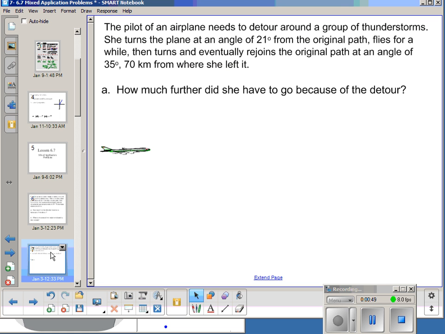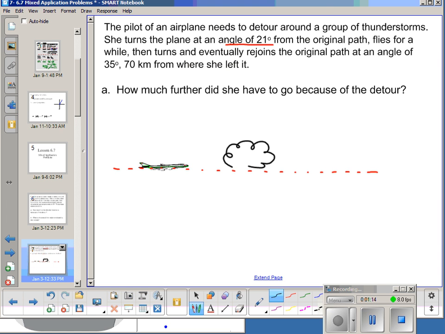And as always when you're doing a word problem, you want to think about what's the key important information. My important information is she goes around, so she had an angle of 21 from the original path. So let's come up with an original path first. There's the original path for my plane, right? My plane's flying, just like that. Now at some point here, oh, thunderstorms. Let's make some thunderstorms. Big clouds, lightning, whatever. So she has to go around, so we're going to exit, right?